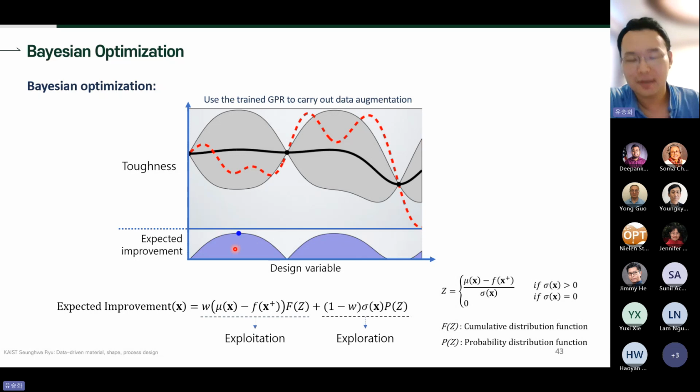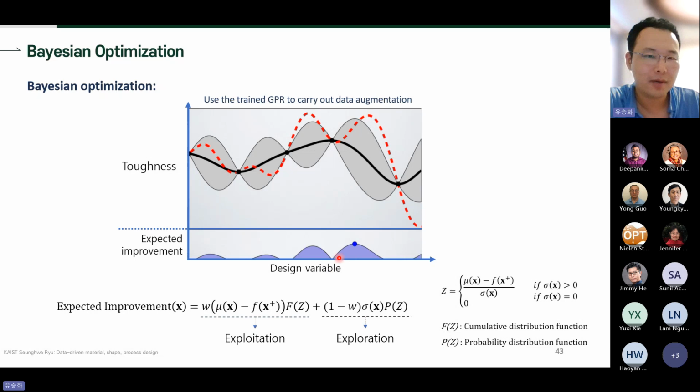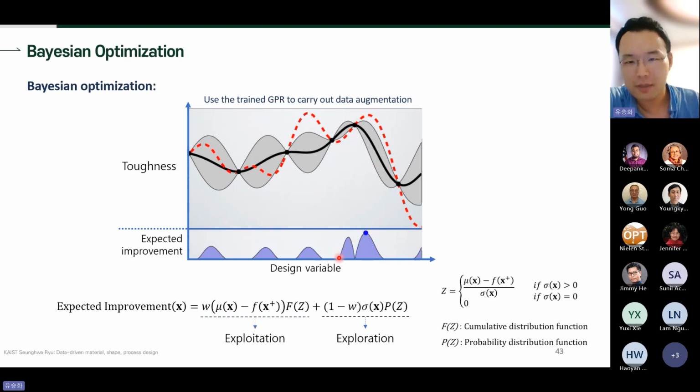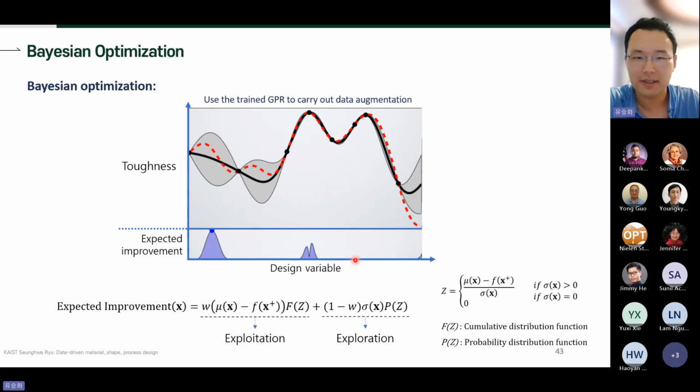And based on this expected improvement or acquisition function, we perform the next experiment, and then the expected improvement will be updated. And according to this suggestion, we perform the next experiment or simulation, and we keep doing this. And then we somehow optimize and regress simultaneously. Okay? So this is the idea of Bayesian optimization.